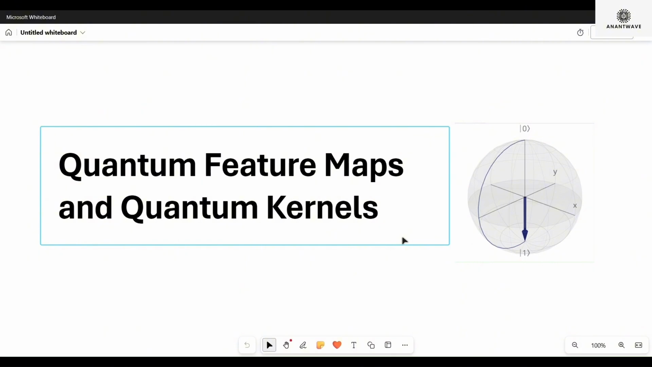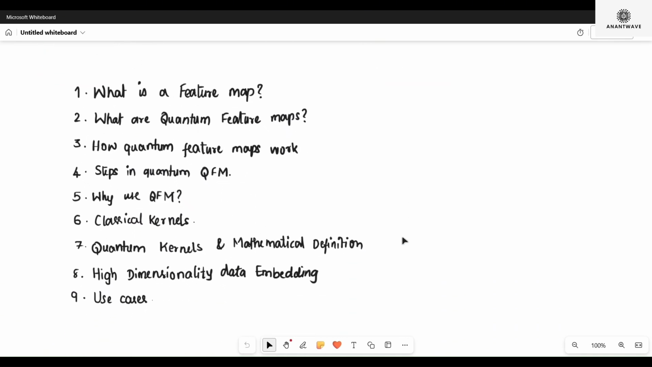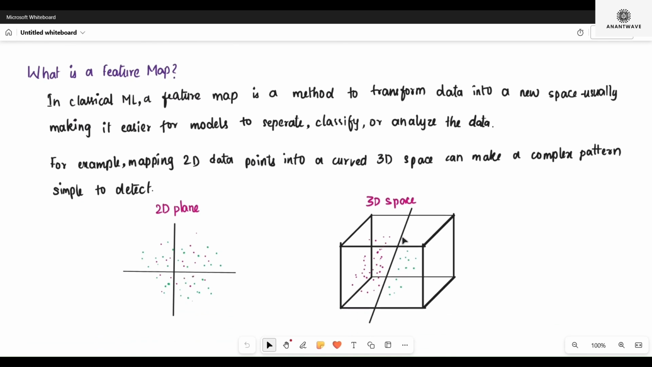You'll learn how classical data is embedded into quantum states using feature maps and how quantum kernels compute similarity in a way classical systems simply can't. Today, we'll be discussing the topics: what is a feature map, what are quantum feature maps, how they work, steps in quantum feature maps, why use quantum feature map, classical kernel, quantum kernel and mathematical definition, high dimensionality data embedding, and their use cases. Firstly, what is a feature map?